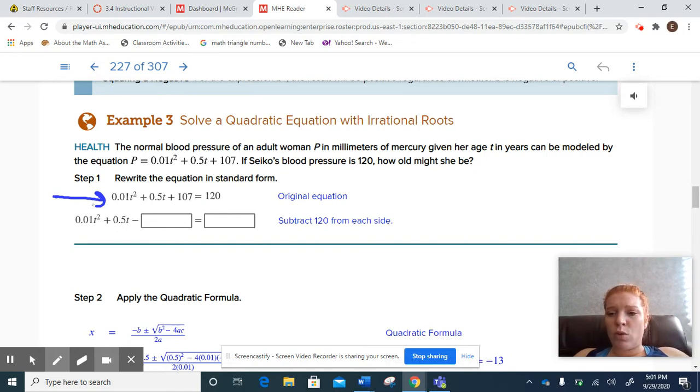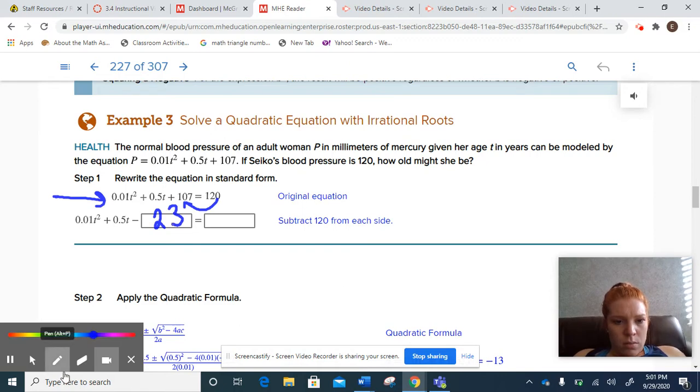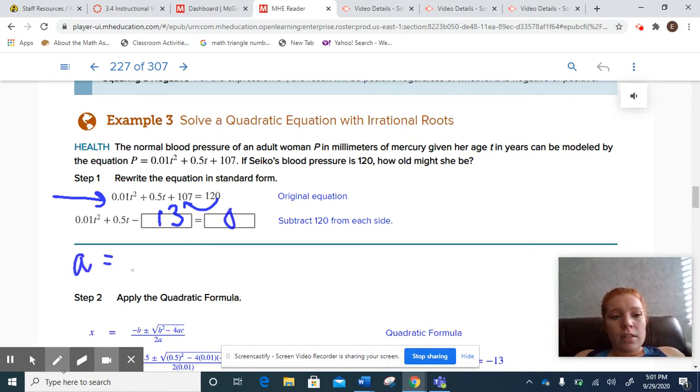So that way you don't even have to worry about trying to fix the decimals to make them be something that you can actually work with. So once again, I got to move the 120 over. So what is that? That is negative 23. No, 13. Hold on, let me erase here. 13 equals 0. So A is 0.01 positive, B is 0.05, C is negative 13.